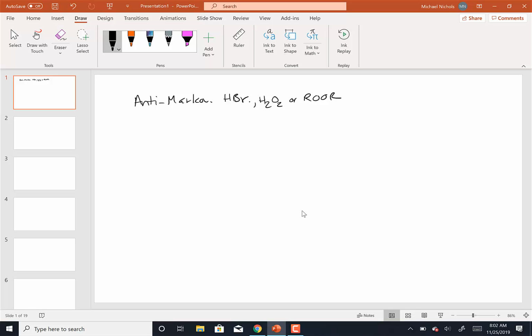Okay, so if I take the same alkene that we've been using at the beginning here, and I add HBr in the presence of hydrogen peroxide, I will add the H to the carbon with the least amount of hydrogens and the Br to the one with the most amount of hydrogens, so anti-Markovnikov.